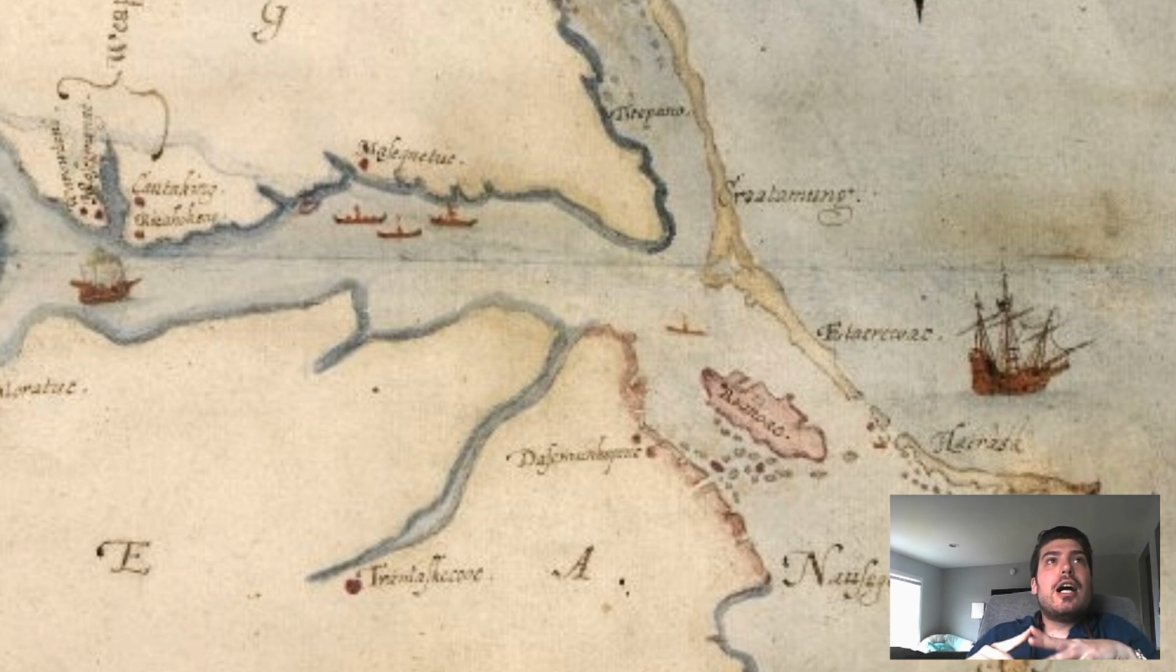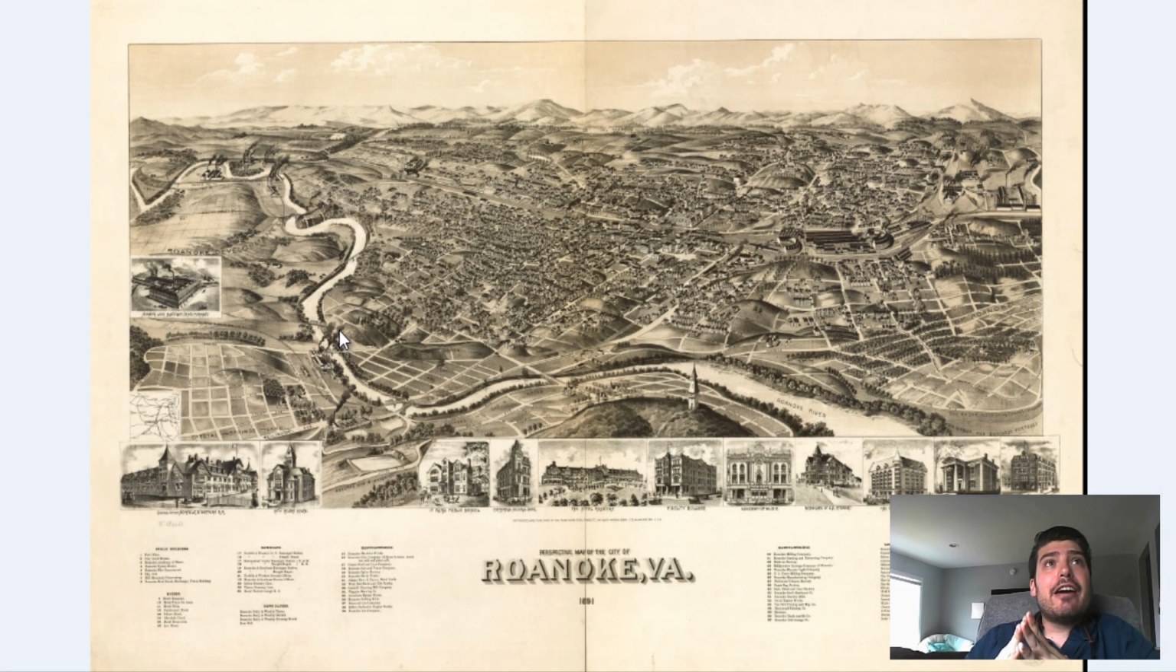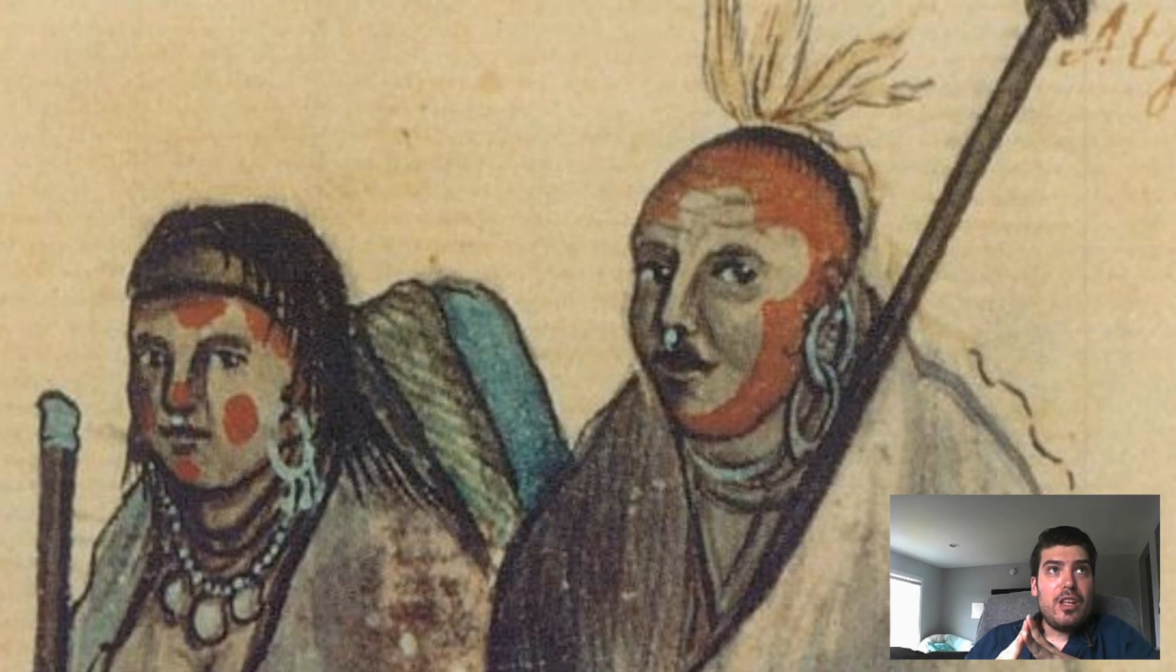Even though the area had a name with Algonquian roots, there were no natives that spoke that language. Instead, languages spoken in the area included, I hope I pronounce these right, Siouan, Tutelo, Catawban, and Cherokee. Those were the Native American tribes that spoke those languages there.